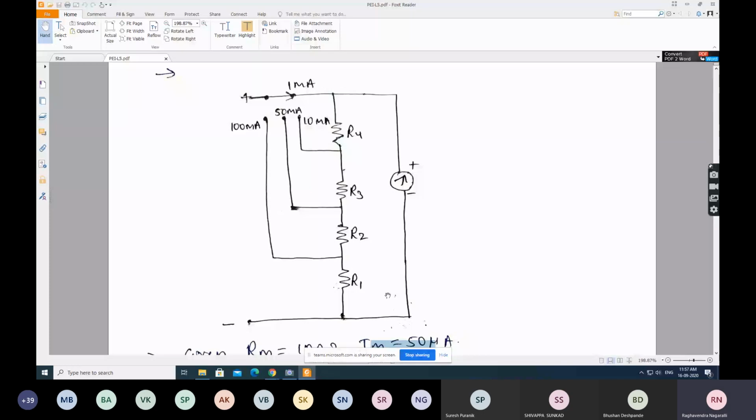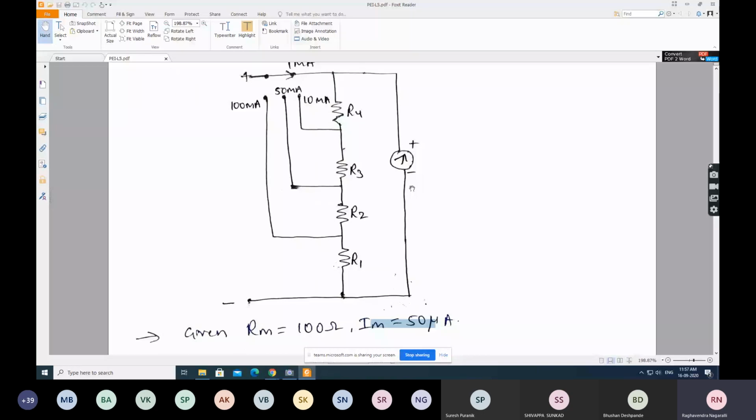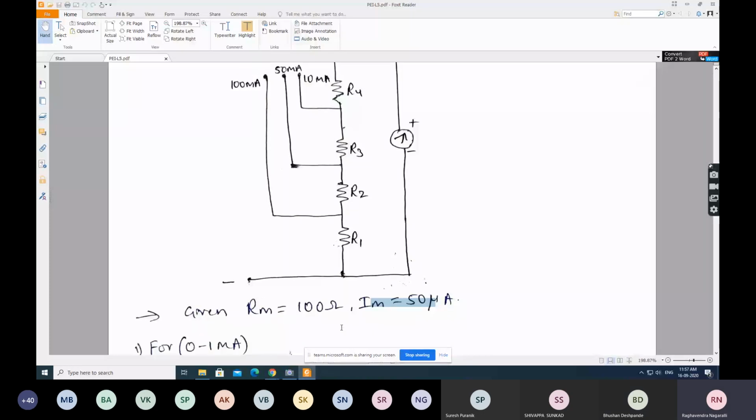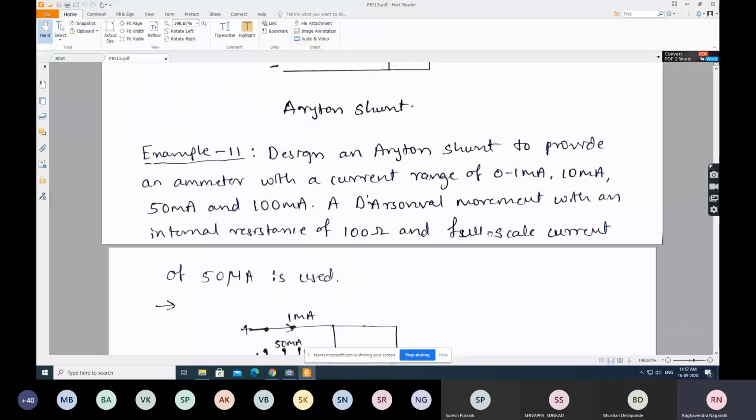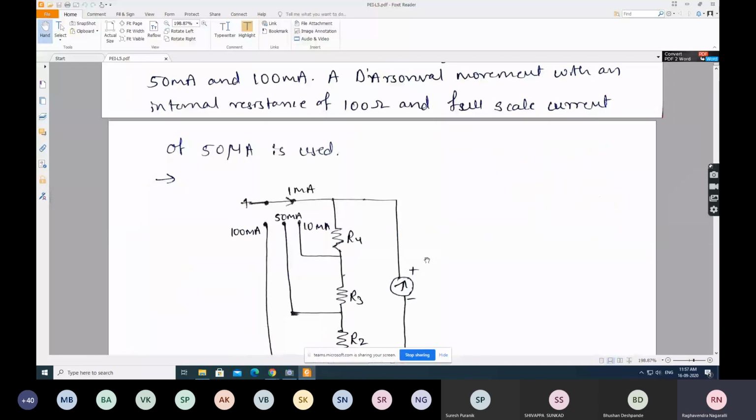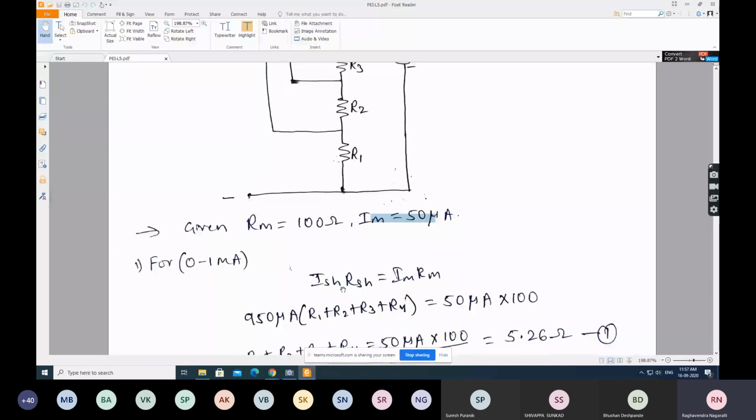Okay, but we should keep one thing in mind, that only 50 microamps should pass through this basic meter. Accordingly, we have this internal resistance 100 ohm. Okay, so for 0 to 1 milliamp, that is for the first range, 0 to 1 milliamp. So we are using the same basic equation which we have used in the previous class, for the design of the basic ammeter and the multi-range ammeter.